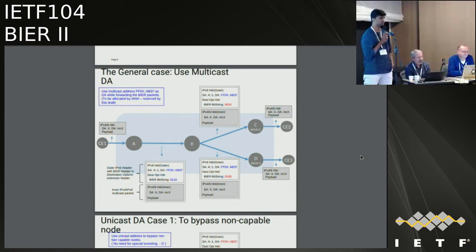Right. And then if you use unicast, the BIER prefix, do you need the tunnel header? Because if you just use the unicast address, the BIER prefix, without a tunnel header, would it be possible for you to send the packet to the control plane?